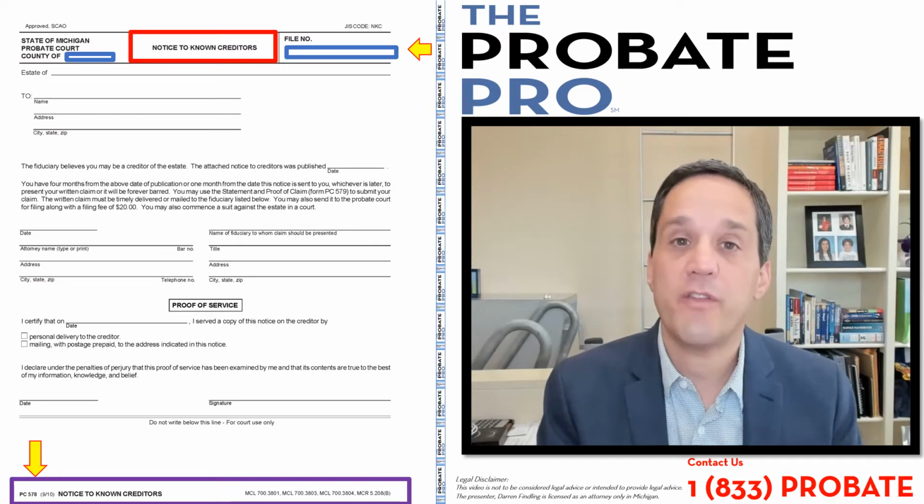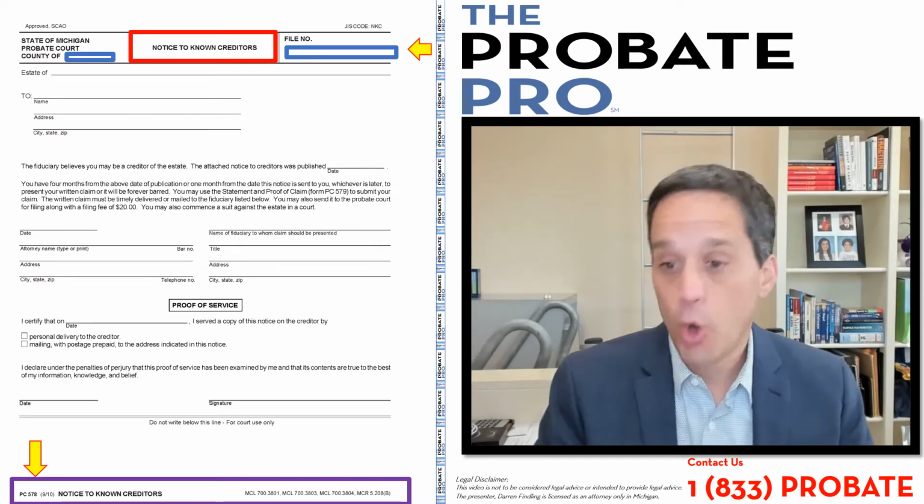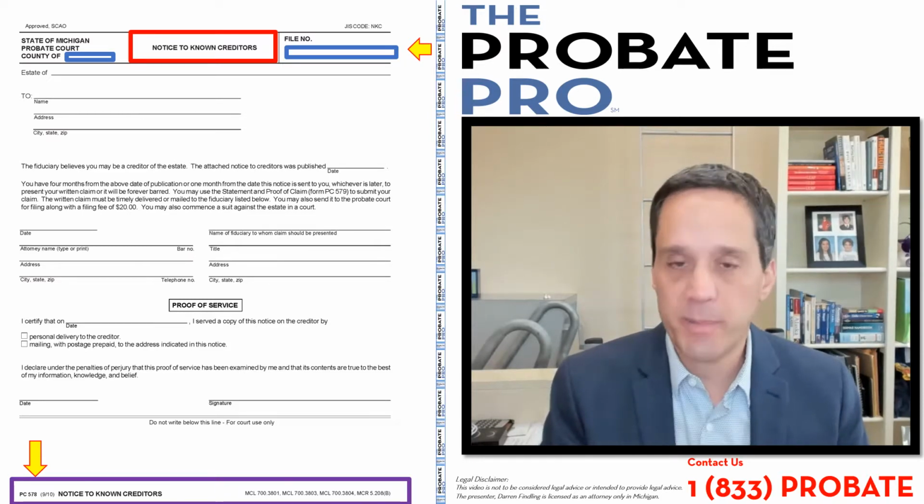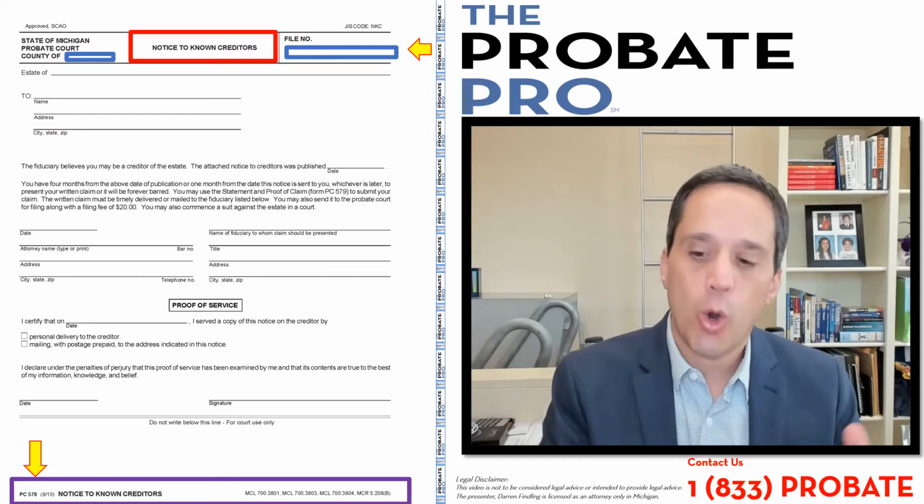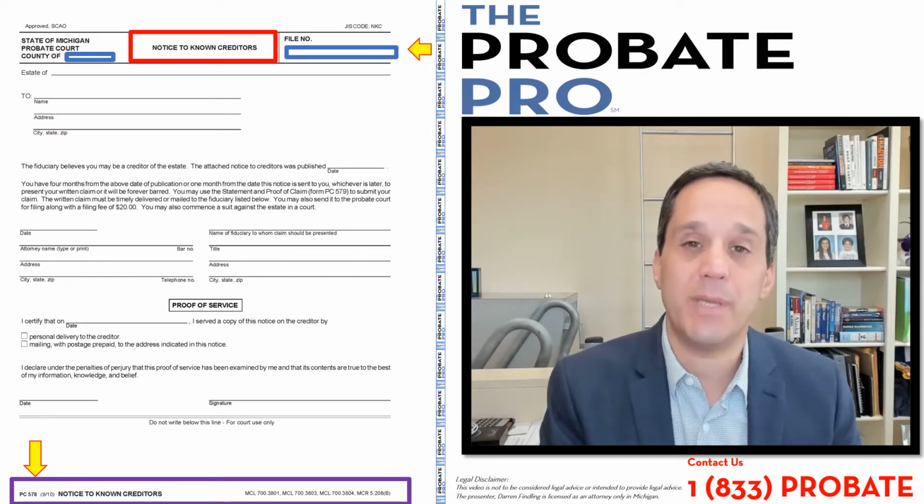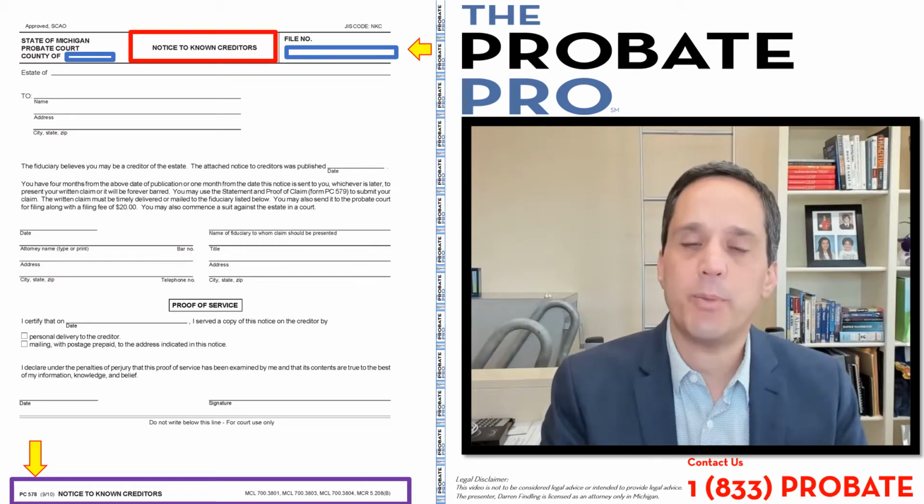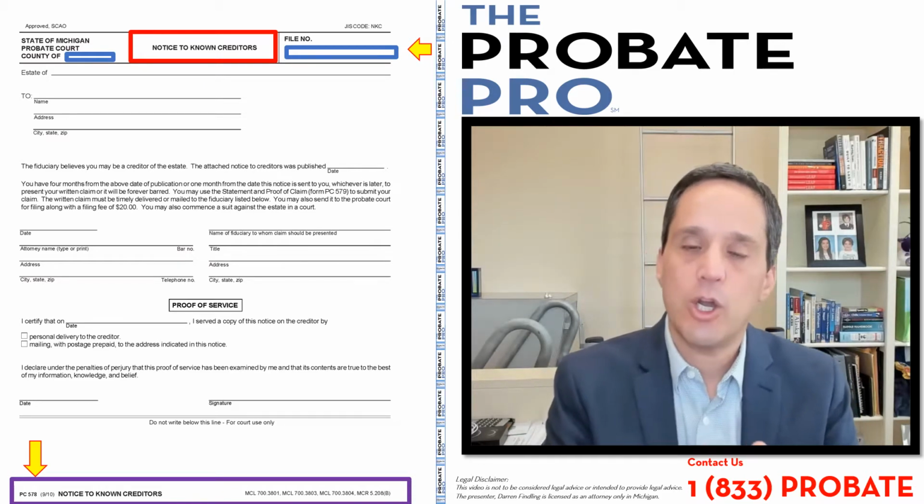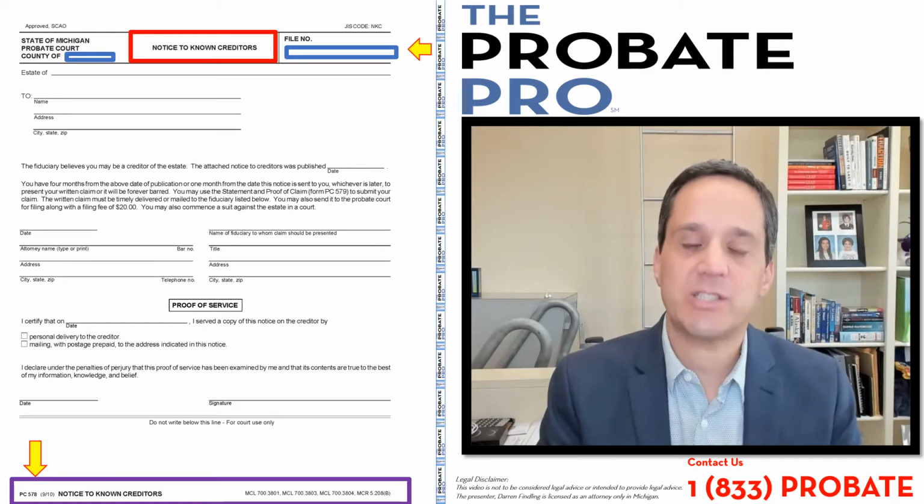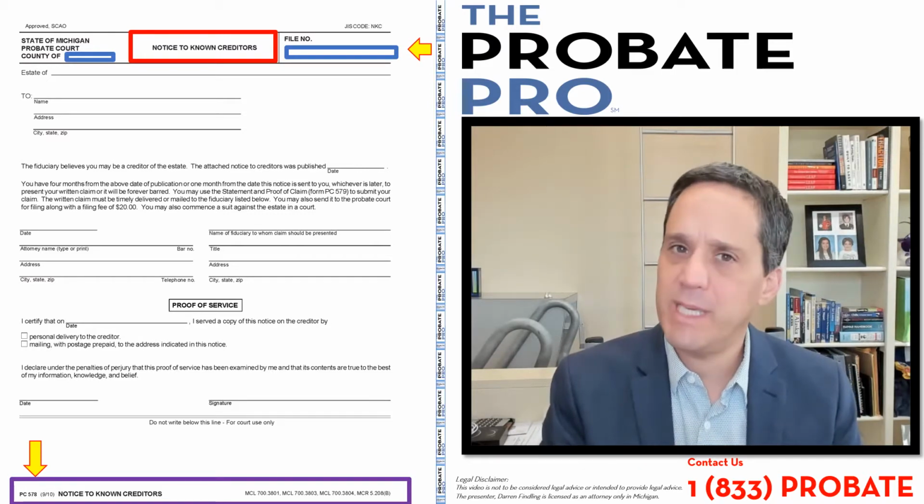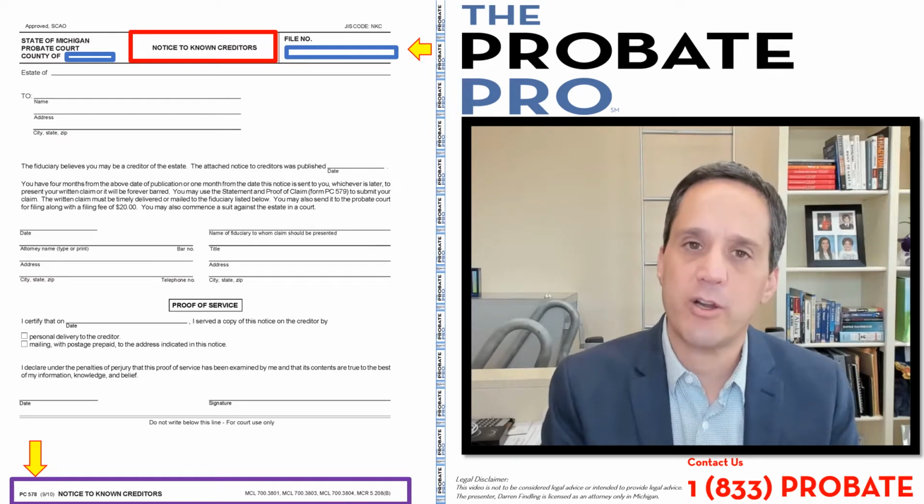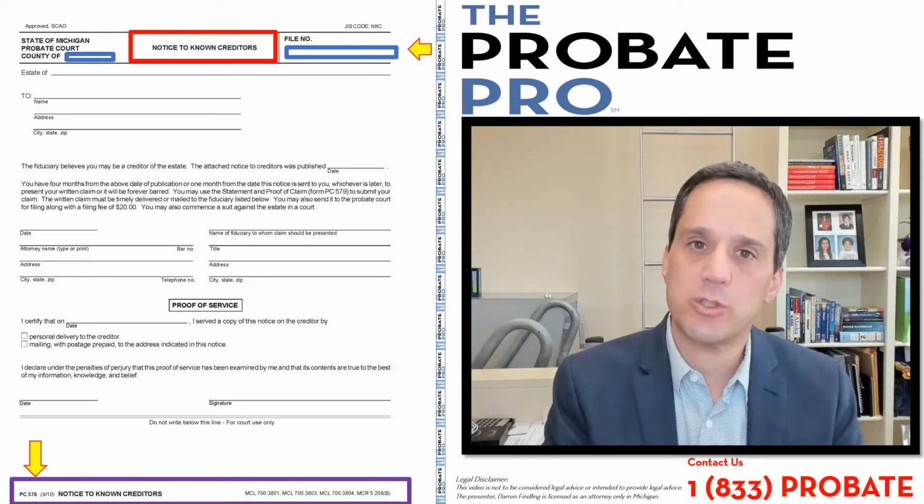These are creditors that you're aware of as personal representative or should have been aware of, by monitoring the mail, or you're aware that there may be a debt that exists. So you're giving notice to people that the decedent owed money to. That's the idea here. So whether it's people or businesses, this creditor process gives notice to those known creditors.